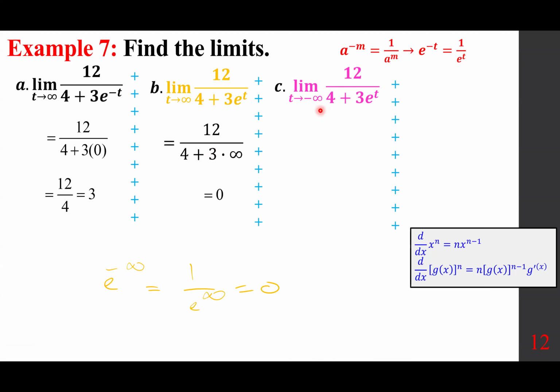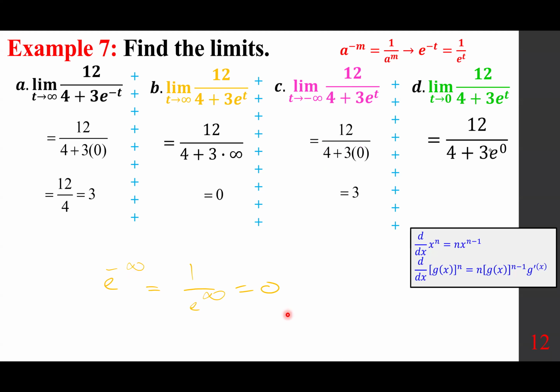This one, I hope you recognize, was t approaching infinity, e to the power minus t. This is t approaching negative infinity. So if you plug in, you get e to the power minus infinity here, which is again the same 0. And so the same answer as part A. What happens in part D? You plug in 0. And you should know e to the power of 0 is 1, so 12 over 7 is the final answer.